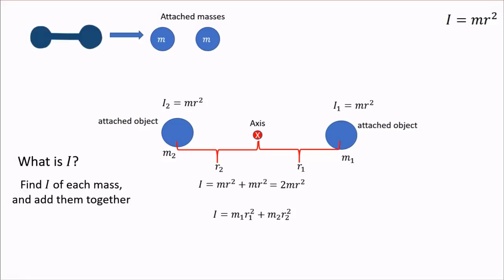In general, we can write this equation. It might look a bit scary, but all it's saying is that the moment of inertia is the sum of each mass times its distance squared. Now, what if the axis of rotation was like this? Well, in this case, we would actually get the same result, since the perpendicular distance is the same.